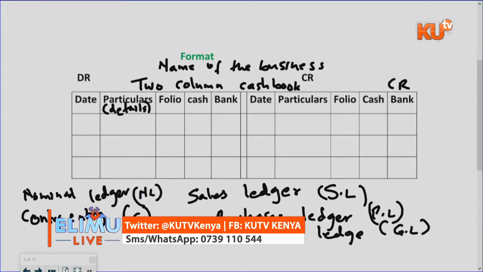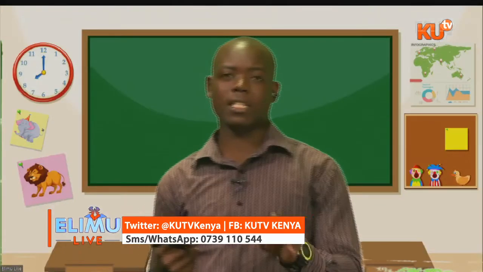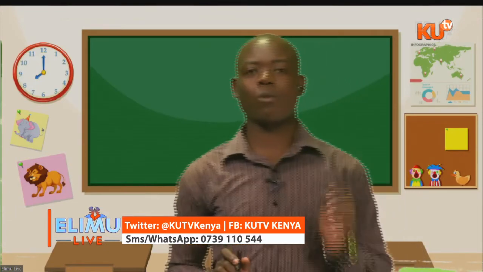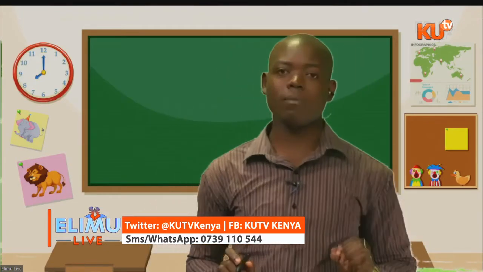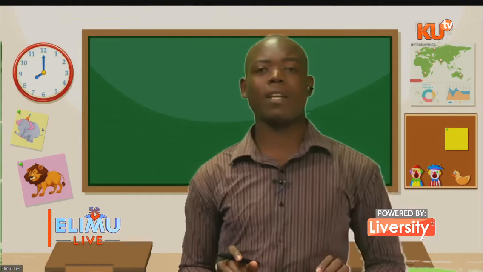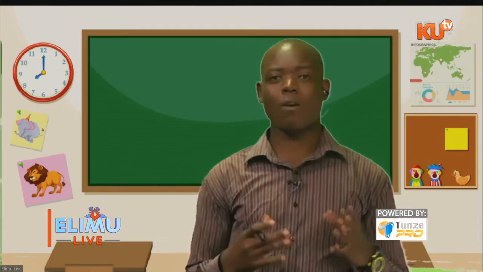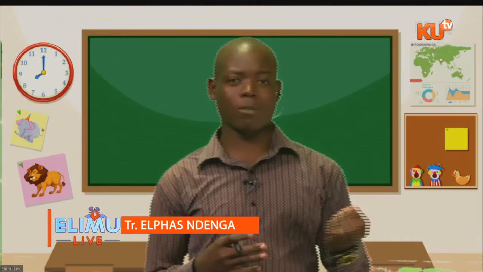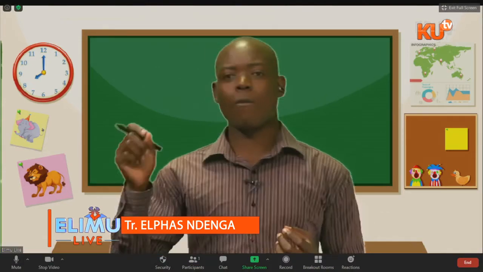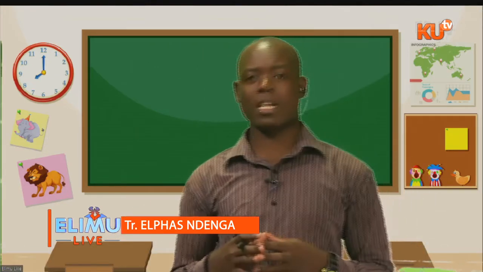So the question is, what is a contra entry? Yes, students, what is a contra entry? A contra entry is simply a transaction that is affecting both cash and bank. If you have a transaction affecting both cash and bank, we call that a contra entry. For example, if you withdraw 10,000 from the bank for office use, it simply means you go to the business bank account, take 10,000 and then take it to the cash account for the same business. Therefore, that is a contra entry.